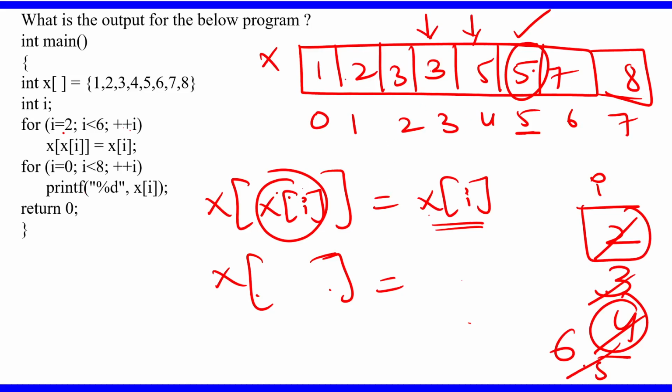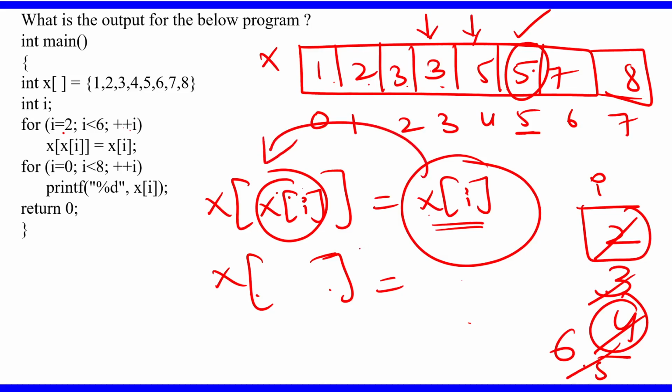So the answer is 1, 2, 3, 3, 5, 5, 7, 8. That's how the array has changed. 1, 2, 3, 3, 5, 5, 7, 8. Correct. Understood, right? You should be careful while doing it. Always do the left hand side first, then you go for the expression on the right hand side. So this can be solved easily if you are tracking the i value like this.